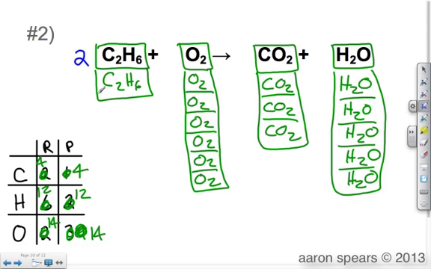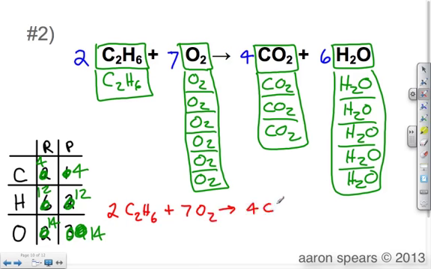I already have 2 for the ethane molecules. I have 7 boxes of O2, 4 boxes of CO2, and 6 boxes of H2O. To finish up and write my balanced chemical equation, I'm going to leave off the boxes and any coefficient of 1. So my balanced chemical equation becomes 2 ethane molecules react with 7 oxygen molecules to yield 4 carbon dioxide molecules and 6 water molecules.